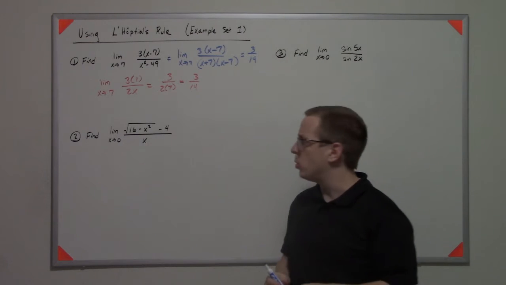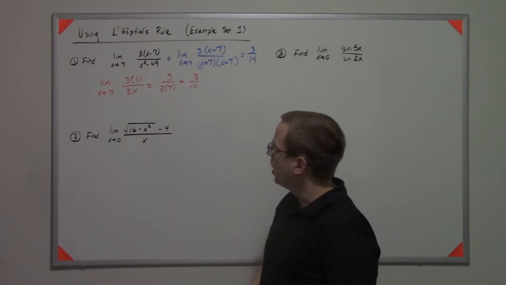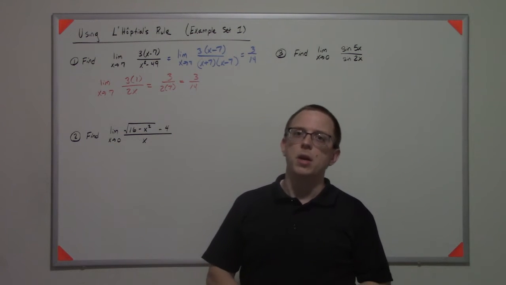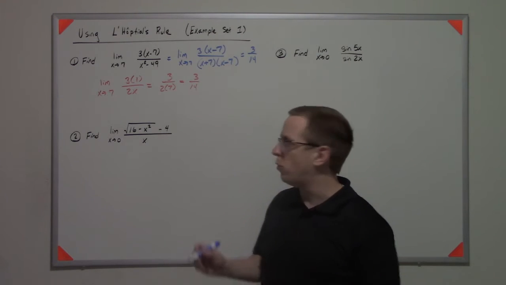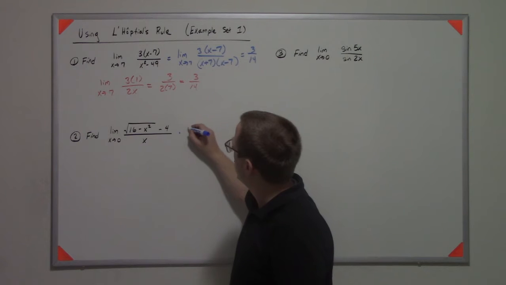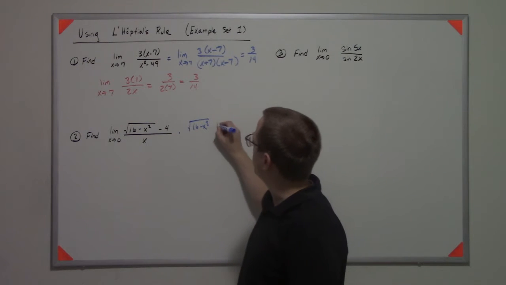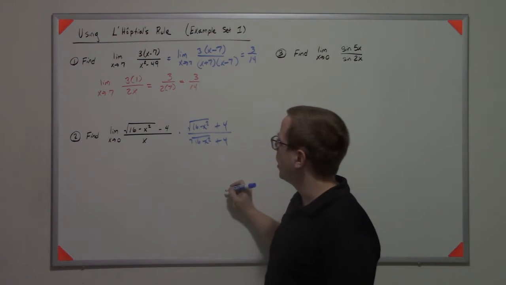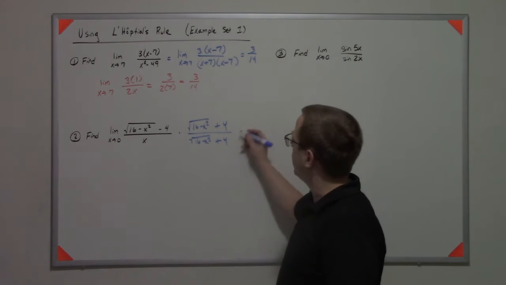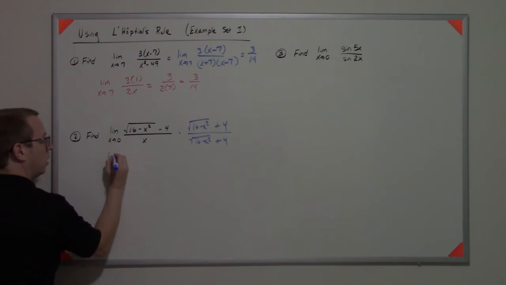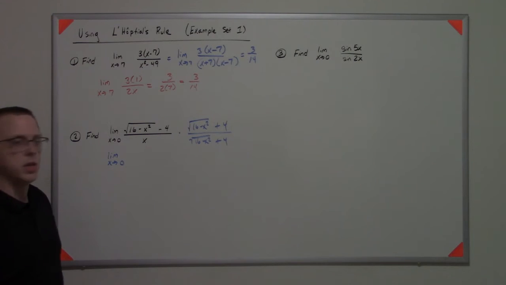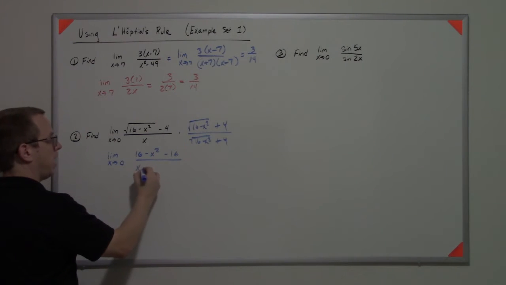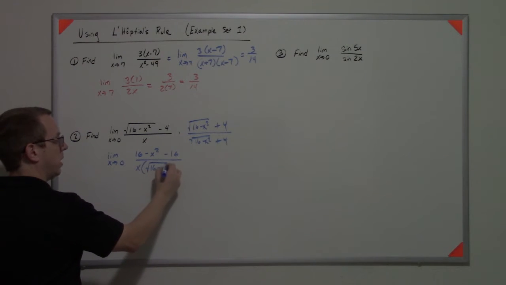The second one's even more true. If we had this problem, the square root of 16 minus x squared minus 4 over x, and it's the limit as x goes to 0. What we would have had to do before is multiply by that conjugate. We would have had to say square root of 16 minus x squared plus 4, over the square root of 16 minus x squared plus 4. And by doing that, what we would have gotten is the limit as x approaches 0 of 16 minus x squared minus 16 over x times the square root of 16 minus x squared plus 4.